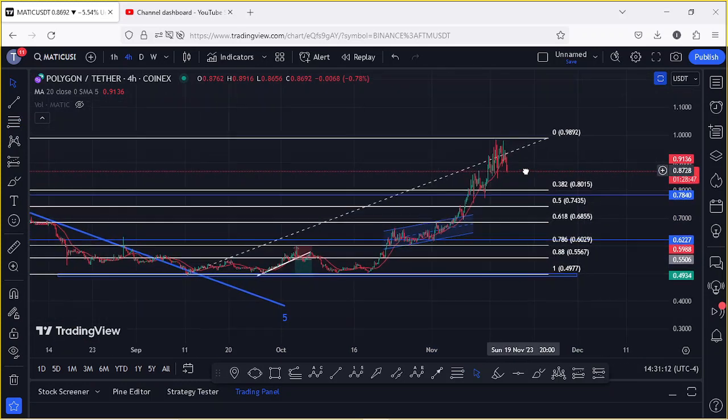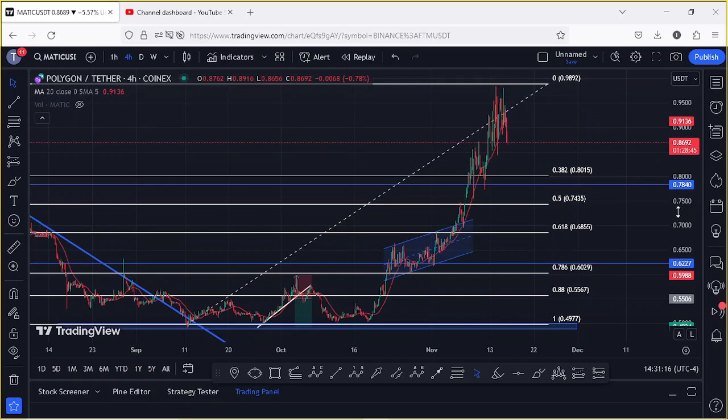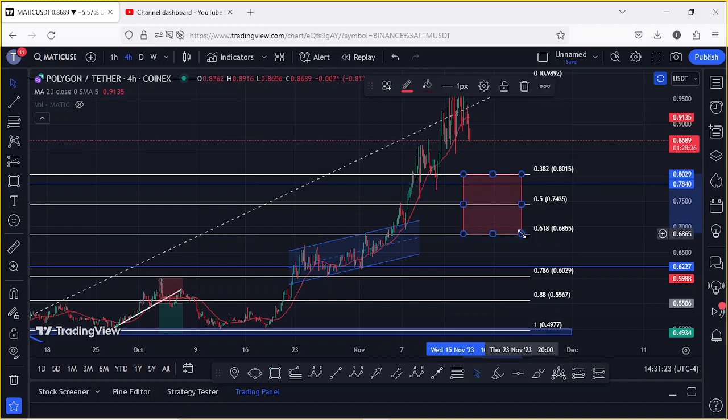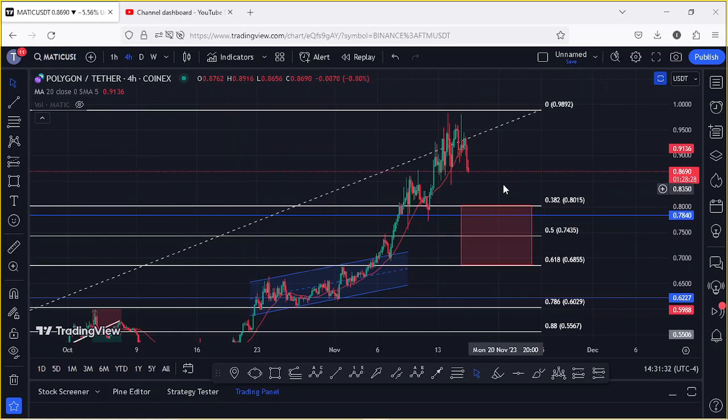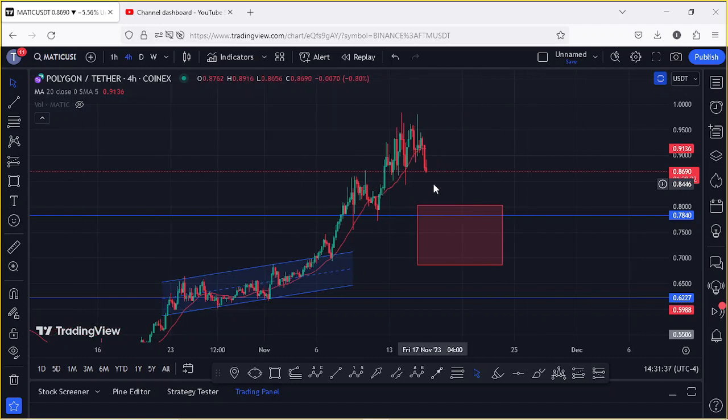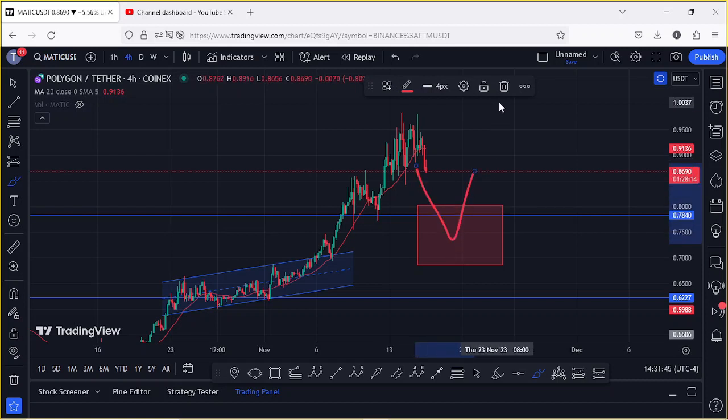I get an area between the fib level 0.382 and the fib level 0.618, and I can mark that target area here on the charts like that. This area lies between the $0.8015 mark and the $0.6855 mark. This is the area within which we can expect in the next coming hours Matic to pull back into, and it is within this area that we can see another bounce to the upper side as long as we continue holding within the area. So there are chances that we can see a pullback into this red target area.